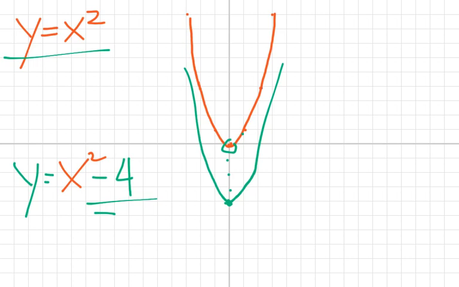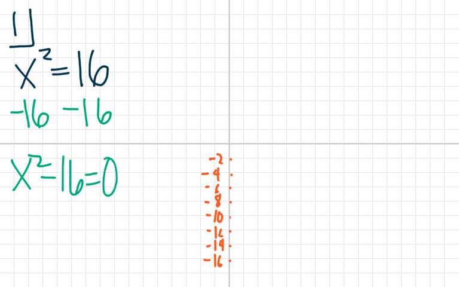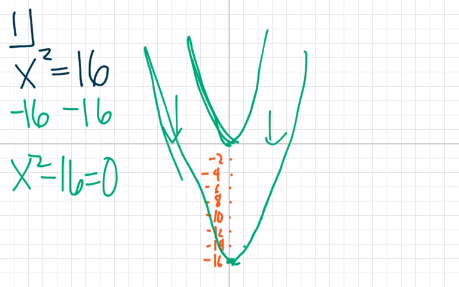So let's take a look at number 1. We have x squared equals 16, and if we make this equal to 0 by subtracting 16 from both sides, we have x squared minus 16 equals 0. That means when we start with our original parabola, we are shifting everything down to negative 16. So right here is going to be our vertex. So let's see, our parabola is going to look something like this.